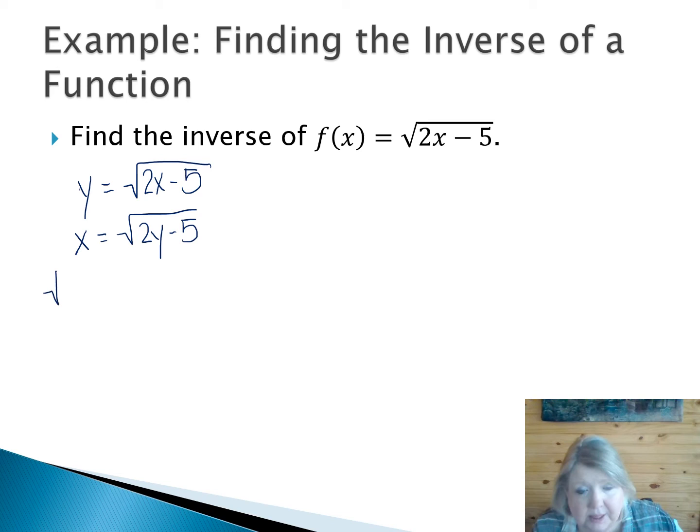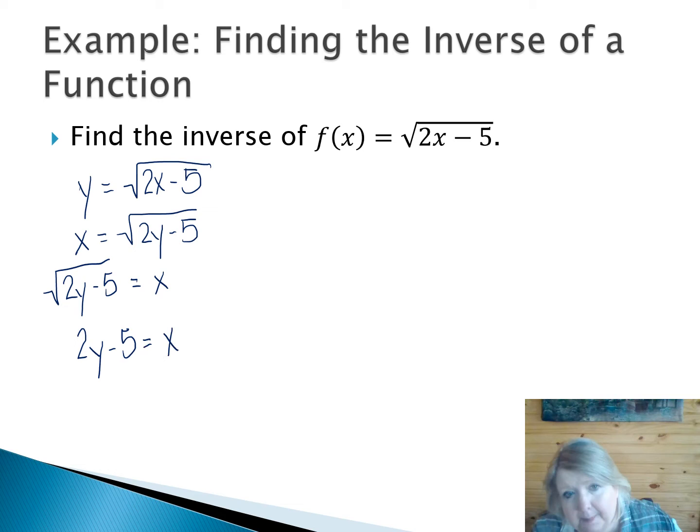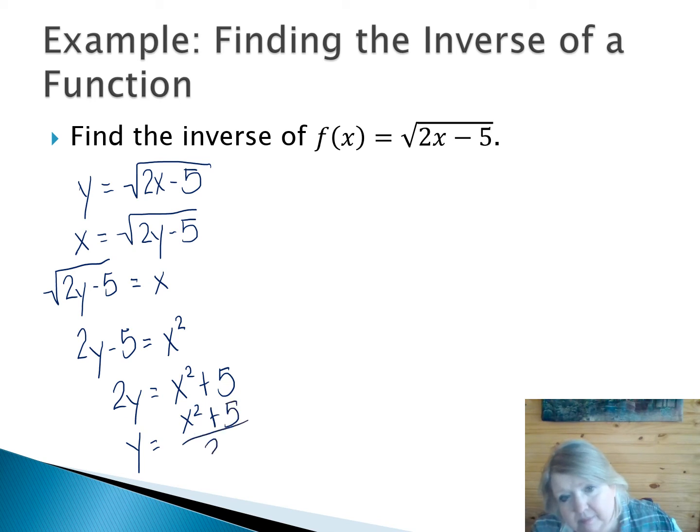So again, I'm going to use my symmetric property to change the sides so that my y is on the left. Then since that's a square root, I'm going to square both sides. Since they said minus 5, I'm going to say plus 5. Since they said times 2, I'm going to say divided by 2. So I think this is f inverse.